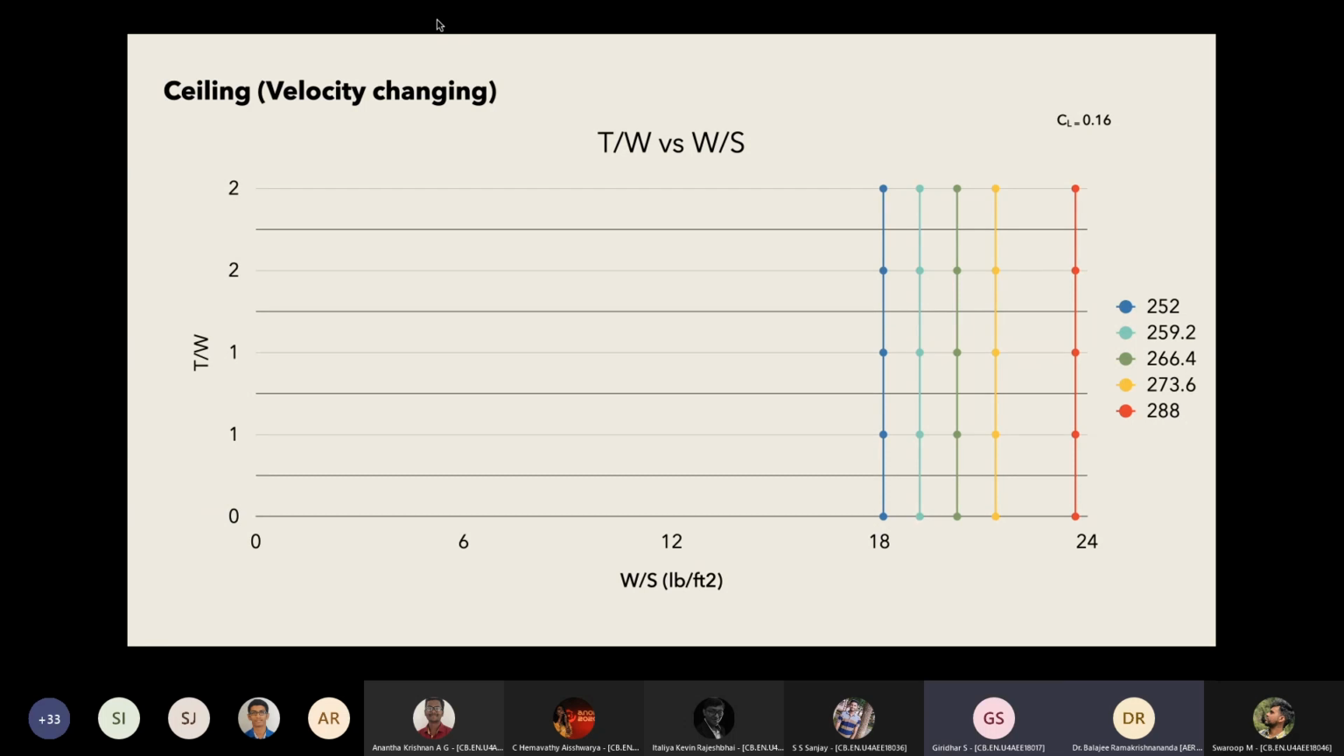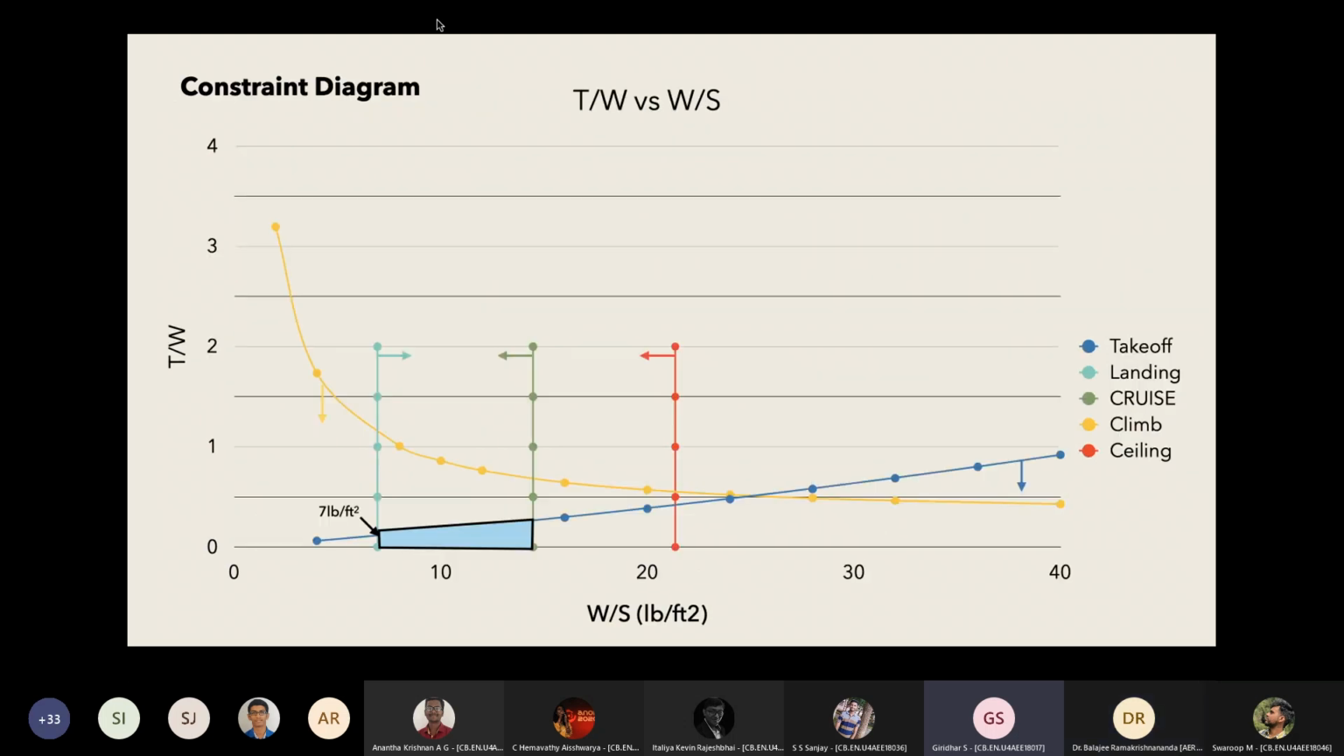We will do that, sir. Actually, we didn't do that varying the density graph. That's okay. We'll include that in the report. Next, this is the final constraint diagram. Now you redo the constraint diagram with all these considerations. You may get a different answer. Okay, sir.